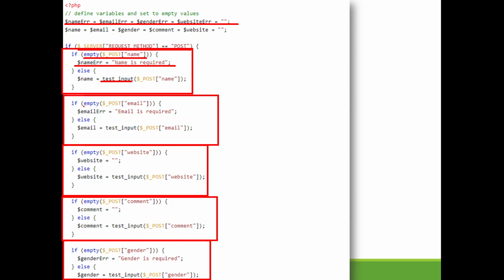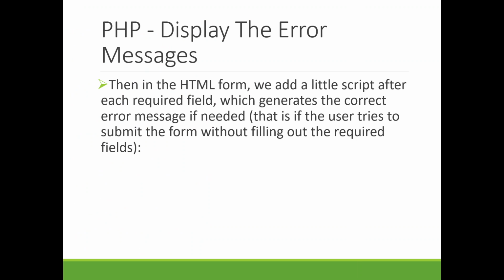So next, we're doing the same thing for the email. Email is also required. For the website, if it's empty, we just assign the website variable an empty string, similarly to the comment. But for the gender, you must have selected. If it's empty, you're going to be told that the gender is required. So that's how we're capturing errors here. You remember in our practical class, we used an error array for that, but this is the other way in which you can do it.